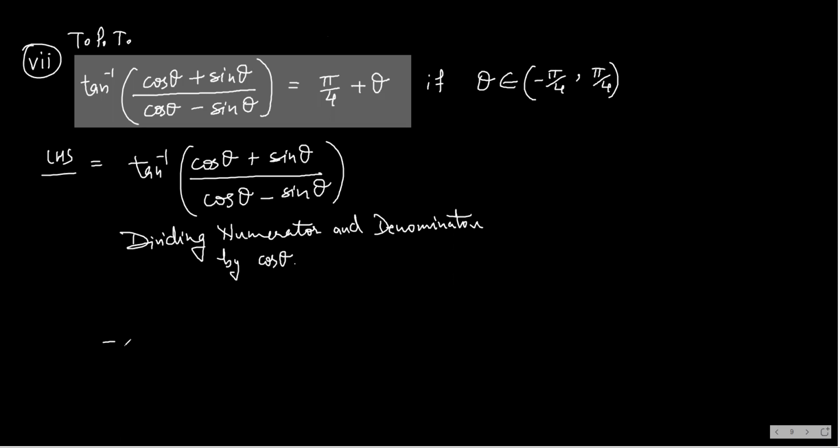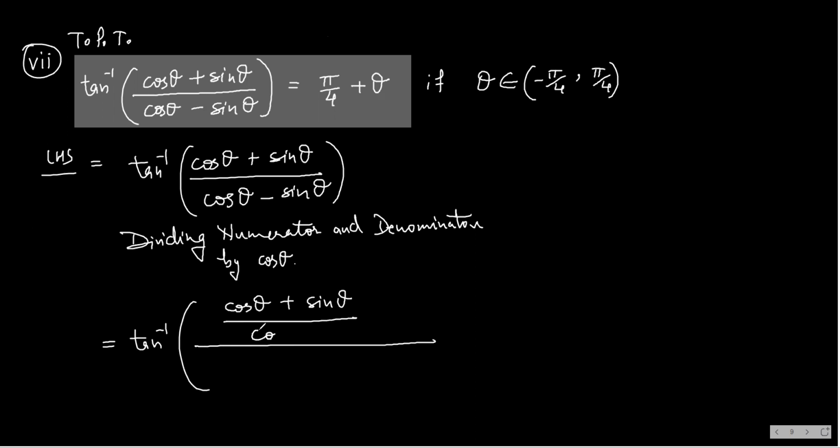So here we get what? Tan inverse of, you can check, (cos theta plus sine theta) upon cos theta, and (cos theta minus sine theta) upon cos theta. This is what you will get.